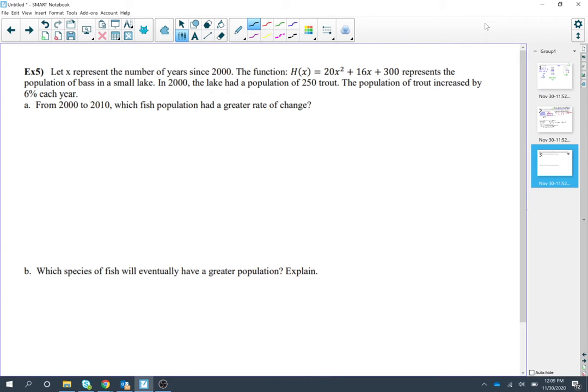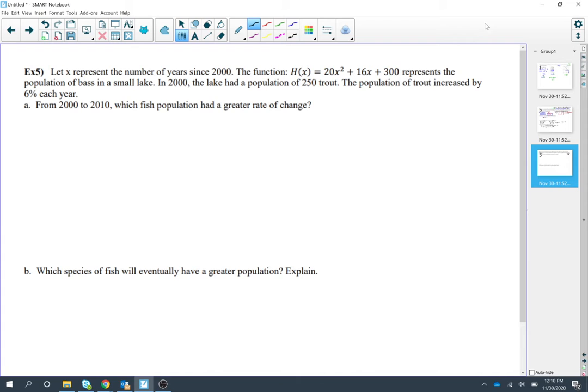Example 5. Let x represent the number of years since 2000. The function h of x equals 20x squared plus 16x plus 300 represents the population of bass in a small lake. In 2000, the lake had a population of 250 trout. The population of trout increased by 6% each year. Part A. From 2000 to 2010, which fish population had a greater rate of change?